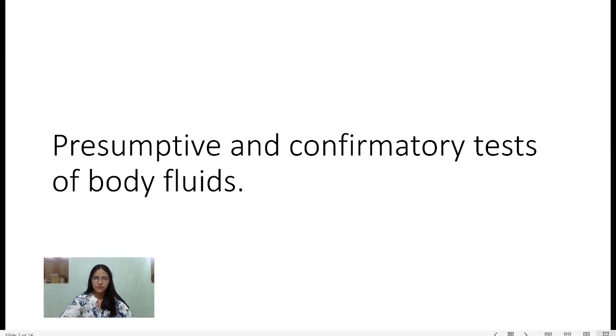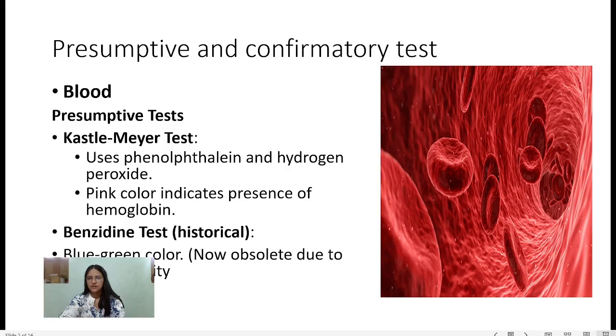Presumptive tests and confirmatory tests of body fluids. First, we learn about blood. The presumptive tests of blood. The first one is the Kastle-Meyer test.